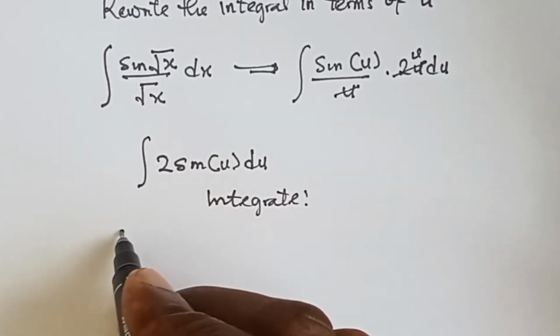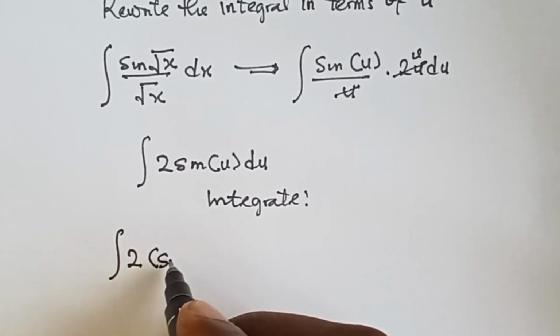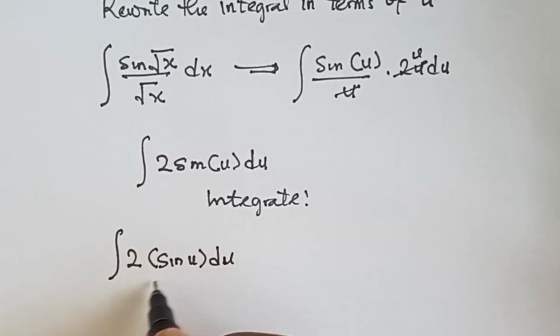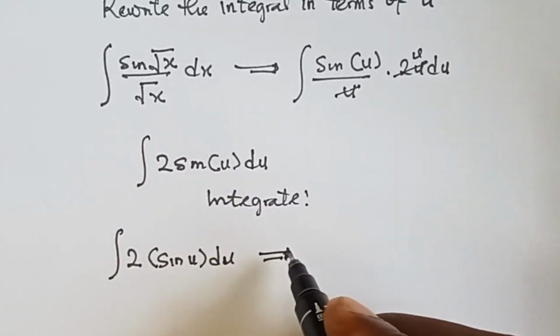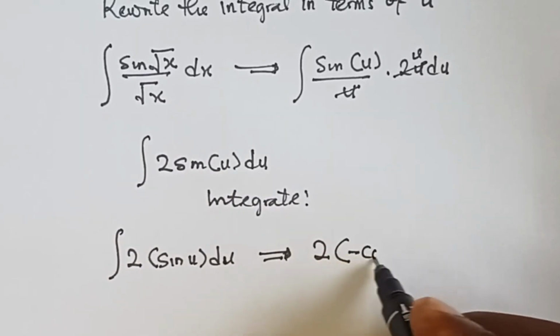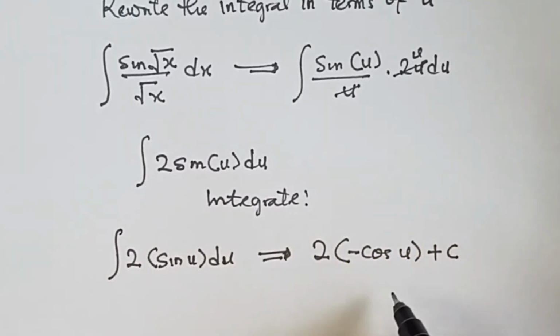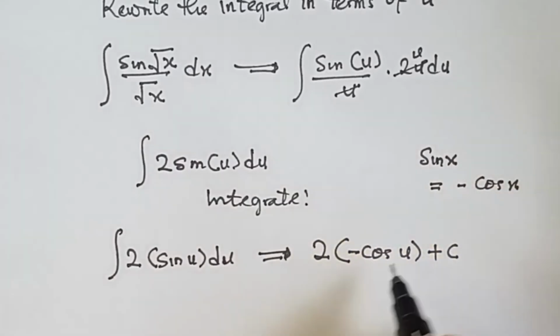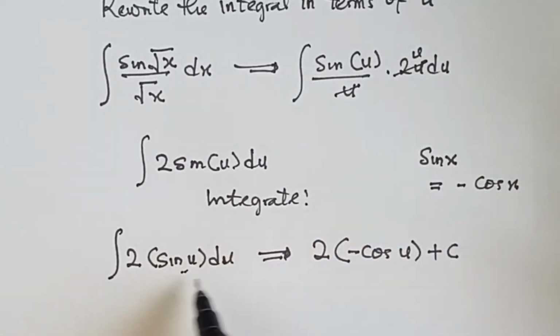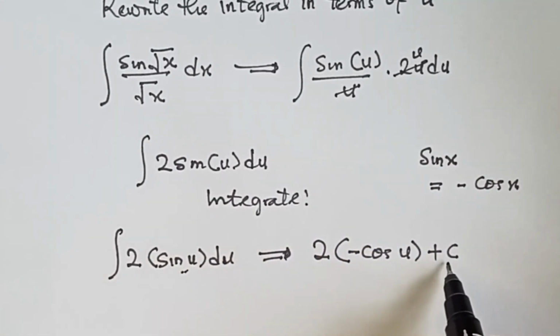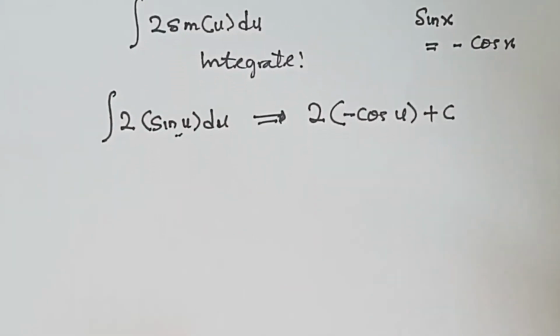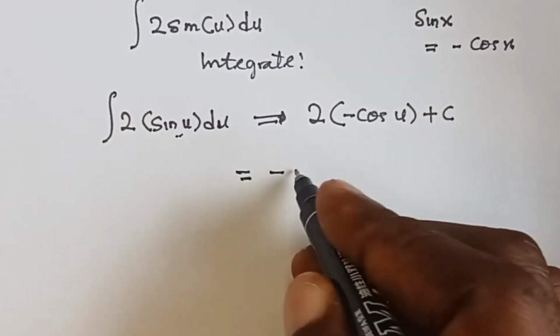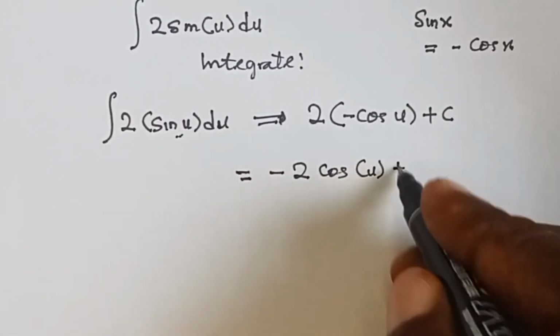We want to integrate this, sine u du. By the time we integrate this, we have 2 times minus cos u plus c. Remember that when you integrate sine x, it gives minus cos x. And then here we have sine u, so if you integrate sine u, it becomes minus cos u, and then of course your constant. So if you multiply that, we can write this to be minus 2 cos u plus c.